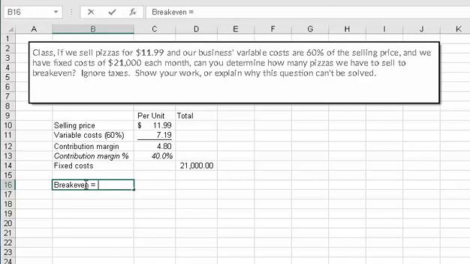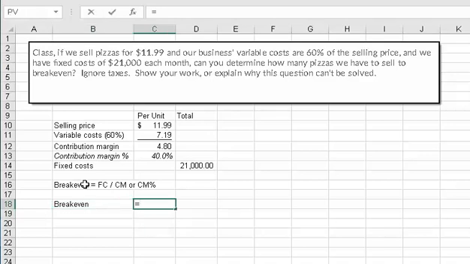And break-even is always equal to fixed cost divided by contribution margin per unit. Well, I'll just say contribution margin, or contribution margin percentage. If you use percentage, sales come back in dollars. If you use contribution margin per unit, sales will come back in units. So if we wanted to calculate it for units, we would just take the fixed cost of $21,000 and divide it by the contribution margin per unit, and we come up with about 4,379 units.